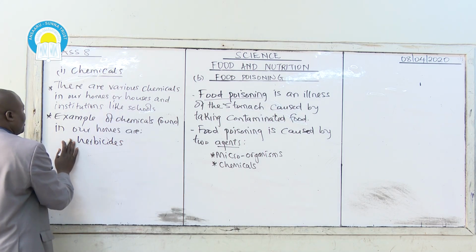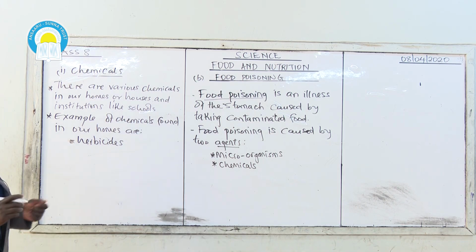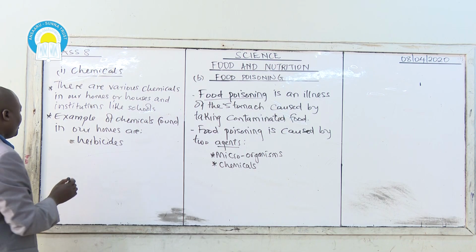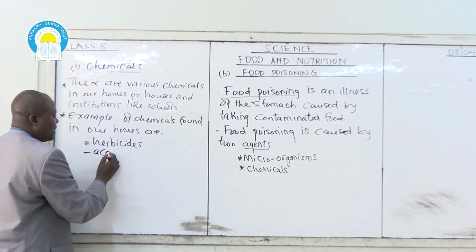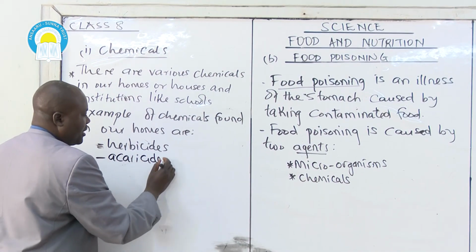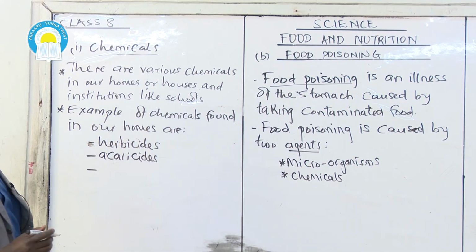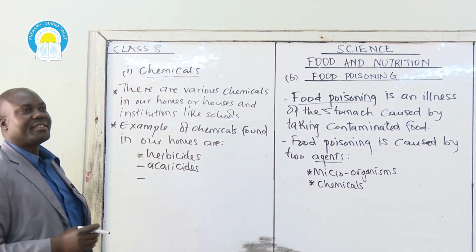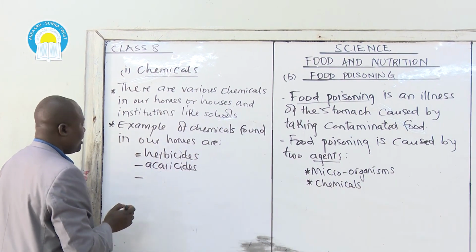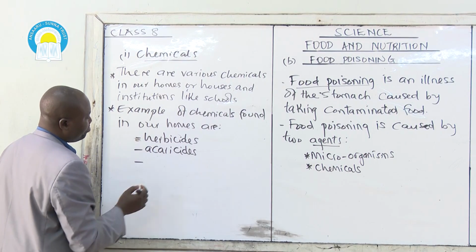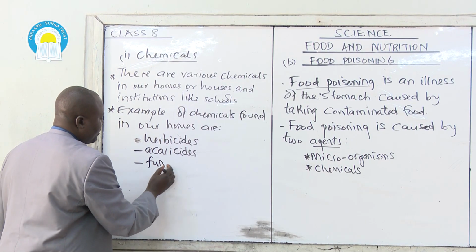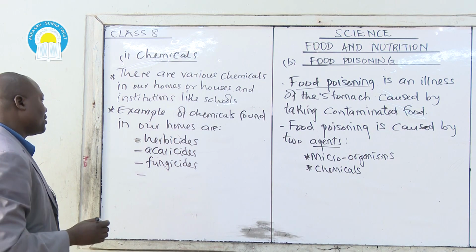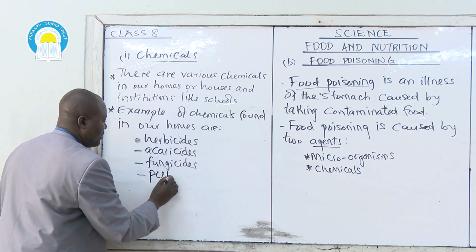These are chemicals that are used to kill weeds in the farm. Then also you have acaricides. These ones are used by farmers who keep animals to kill ticks and other external parasites. Then we have fungicides, and also pesticides.